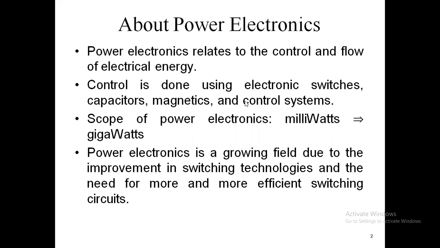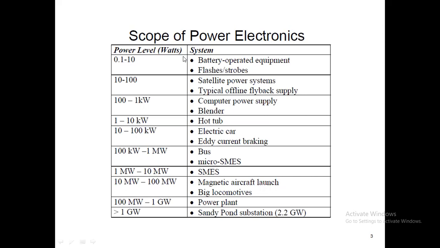how these switches are controlled. If you look into the scope of power electronics on the basis of power level, then low power level from 0 to 10 watts will be battery operated systems like small batteries. If you go from 10 to 100 watts, then it will be a satellite power system and typically an offline flyback supply. So these are the scope of power electronics.